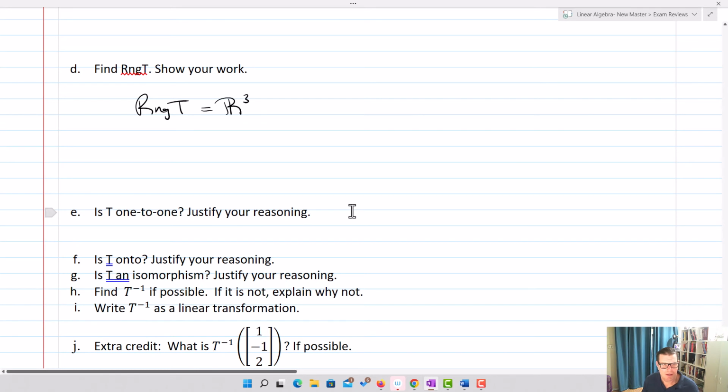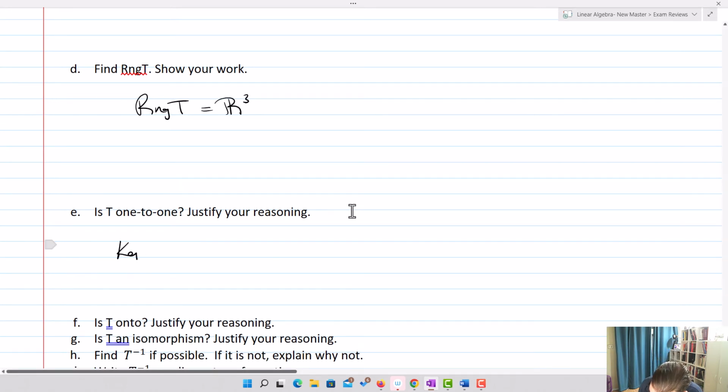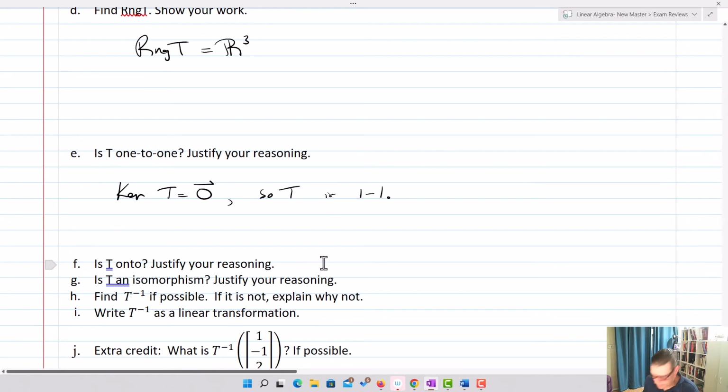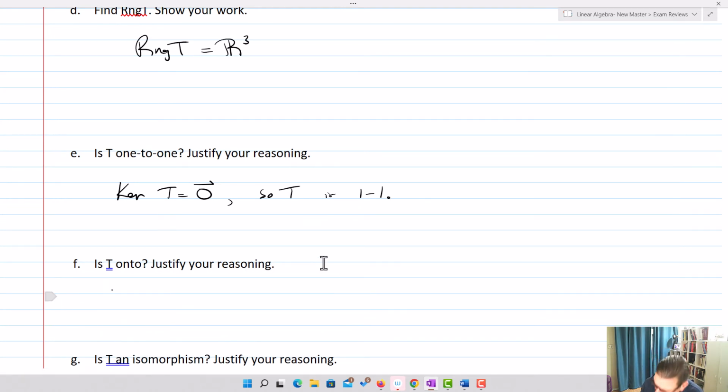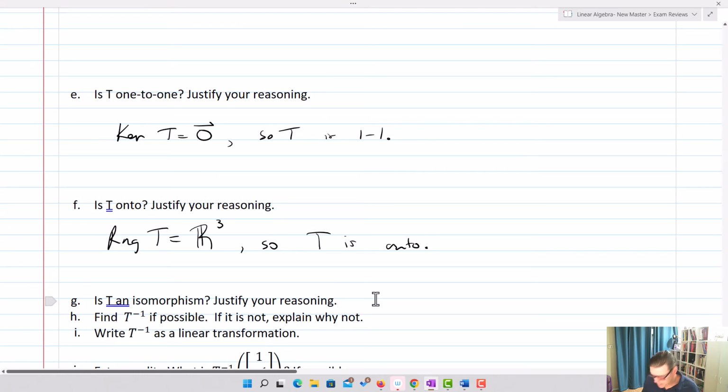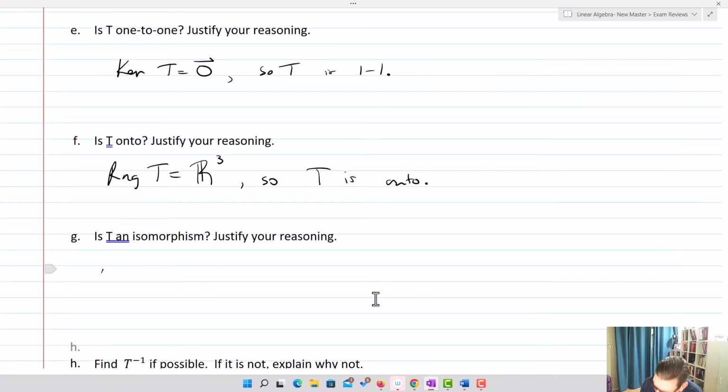And there it is. This is the second part. Is T 1 to 1? Well, the kernel of T equals the 0 vector, so T is 1 to 1. Is T onto? The answer is yes, because the range of T is equal to R3, and R3 is the codomain, so T is onto. Is T an isomorphism? Yes. T is an isomorphism because T is 1 to 1 and onto.